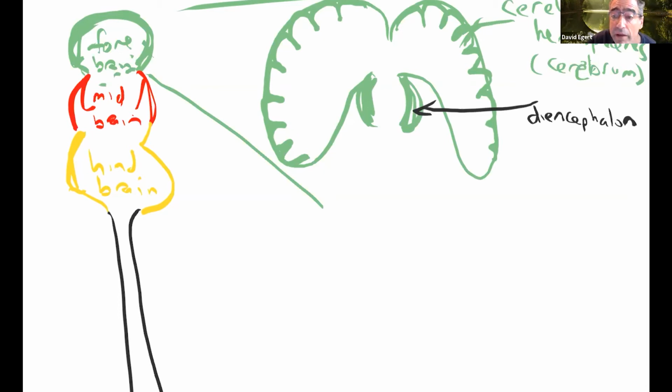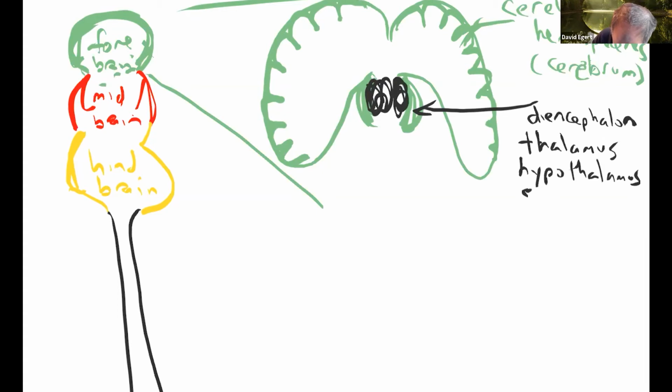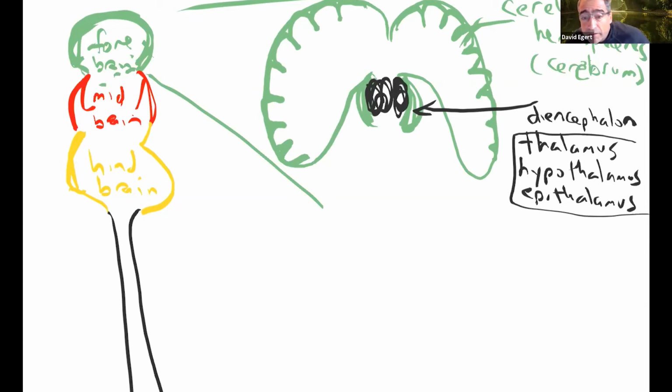The diencephalon is going to give rise to the thalamus, or thalami, I should say. There's two of them. Hypothalamus, epithalamus. We'll look at those in more detail later. But the thalamus is considered kind of the gateway to the cerebrum. It makes more sense now that you can see that it's there at the gateway. To get up into the cerebral hemispheres, you have to go up through the diencephalon.